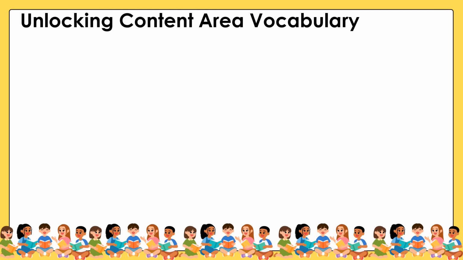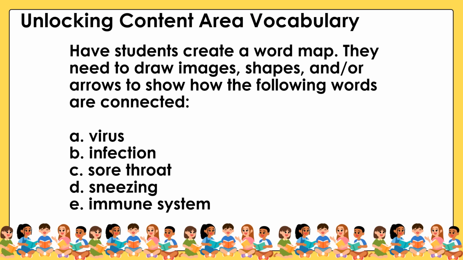So now, let's try to unlock content area vocabulary. Have the students create a word map. They need to draw images, shapes, and/or arrows to show how the following words are connected. So, here are the words: virus, infection, sore throat, sneezing, and immune system.